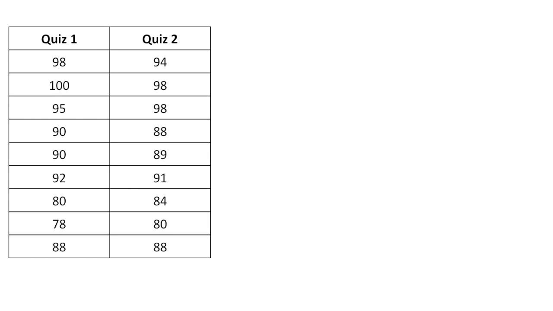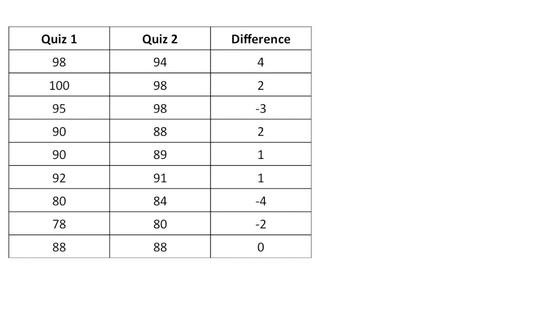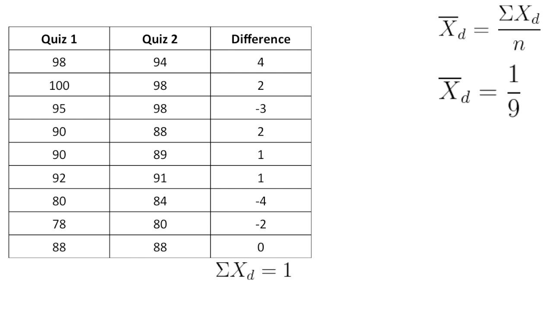Let's start by computing the mean difference. Again, we've computed all the differences from when we checked the assumption of normality. The mean difference is equal to the sum of all the differences divided by the sample size. The sum of all of the differences equals 1. Therefore, the mean equals 1 divided by 9, or 0.111.